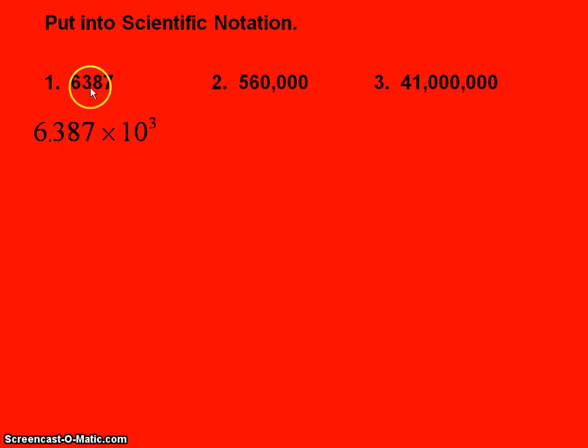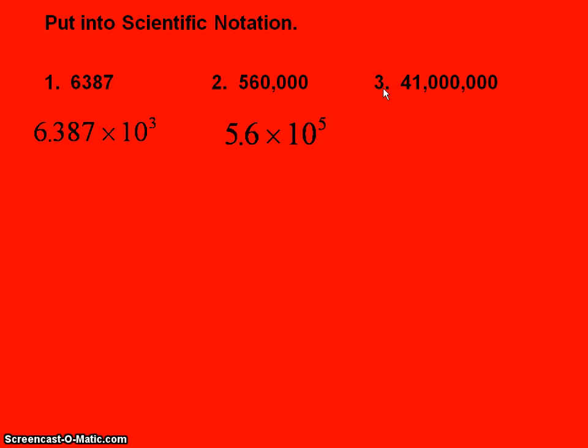Remember, this number is a nice number. It's a big number. We moved it 3 spaces, so it's a positive 3. Once again, this is a pretty good payday, $560,000. So move the decimal place over 1, 2, 3, 4, 5 spots. So your new decimal is going to be 5.6 times 10 to the fifth power, and the 5 is positive.